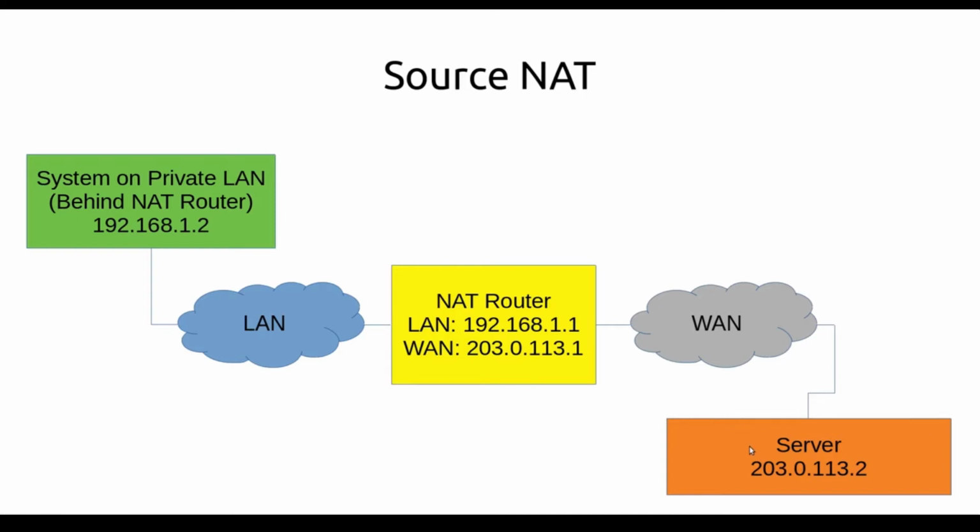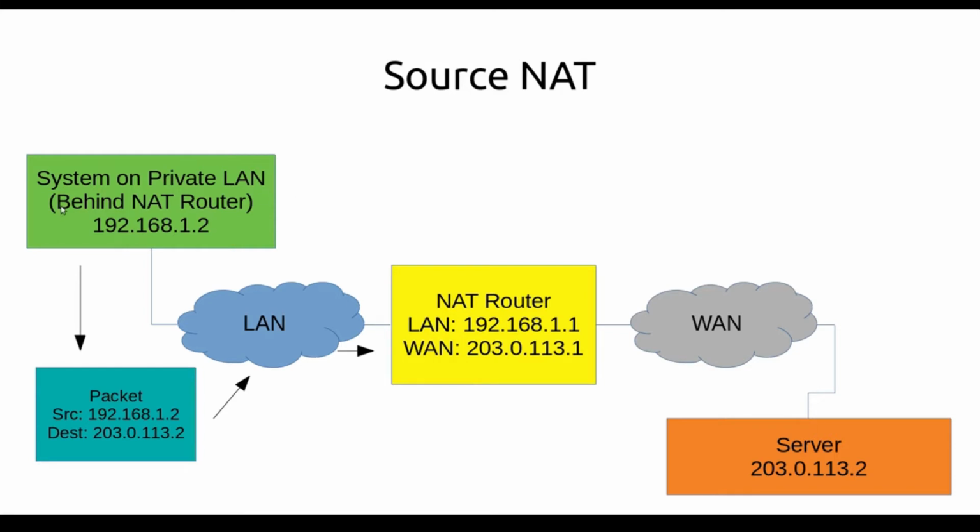And somewhere out there on the internet is a server with the IP address of 203.0.113.2, and our system on our private LAN behind the NAT router wants to connect to this server. Alright, so we want to make a connection to the server. The application that's going to make the connection is going to use a network socket to talk to the networking stack on that system, and a packet is going to be generated at layer 3, at the network layer, and that packet is going to contain whatever the payload is that we want to send.